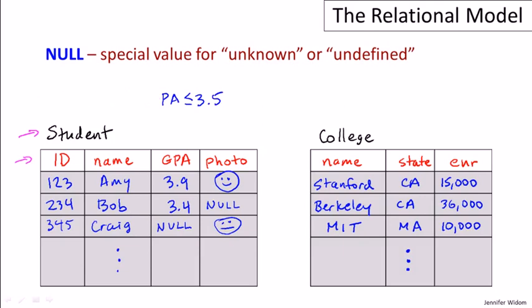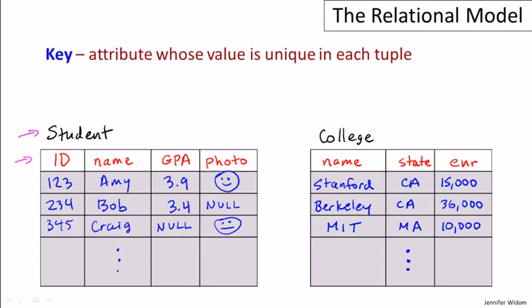Let me erase this now, and let's move on to our next concept, which is the concept of key. Key is, again, another important concept in relational databases, and a key is an attribute of a relation where every value for that attribute is unique. So if we look at the student relation, we can feel pretty confident that the ID is going to be a key. In other words, every tuple is going to have a unique value for ID. Thinking about the college relation, it's a little less clear. We might be tempted to say that the name of the college is an ID, but actually college names probably are not unique across the country.